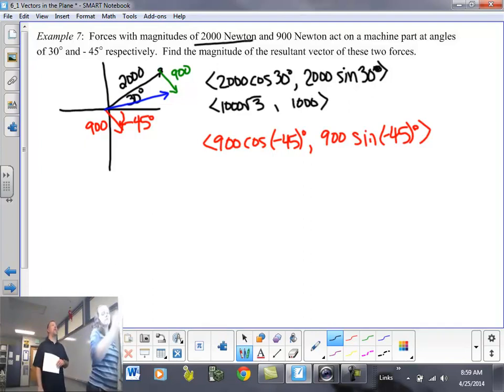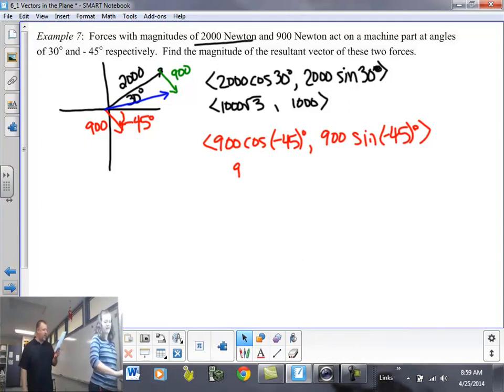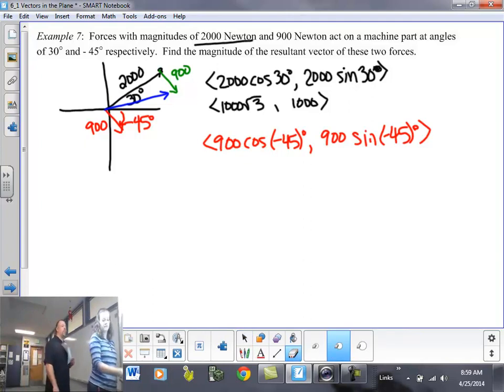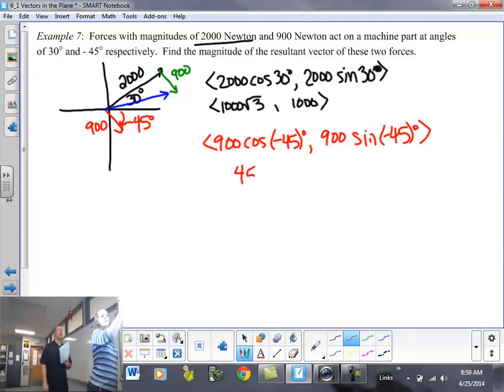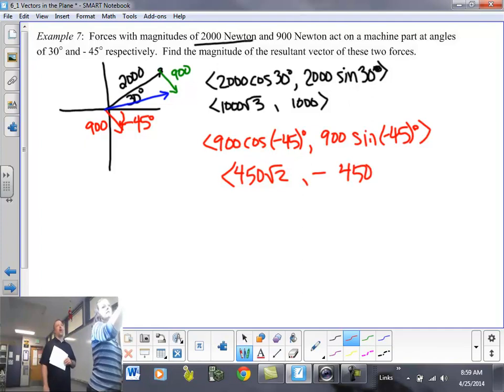Okay, and the sine of 30 is a half, and half of 2,000 is 1,000. And then the cosine and sine of 45 is root 2 over 2, but the cosine of negative 45 is going to be positive. So we end up with 450 root 2, and then sine's going to be negative root 2 over 2, so that's negative 450 times root 2.